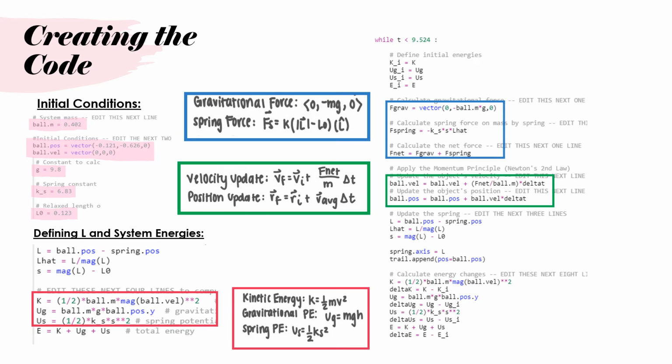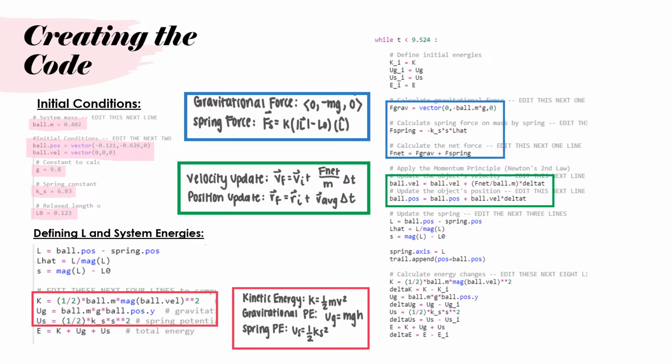Now it's time to create the computational model. Here's the code I created for the computational model. First, I defined the initial conditions that were measured and calculated using the observed data. Then I calculated the stretch of the spring by subtracting the relaxed length of the spring from the magnitude of the spring's current length. I then used the equations for kinetic energy, spring potential energy, and gravitational potential energy to find the energies of the system and add those together to compute the initial energy of the system.